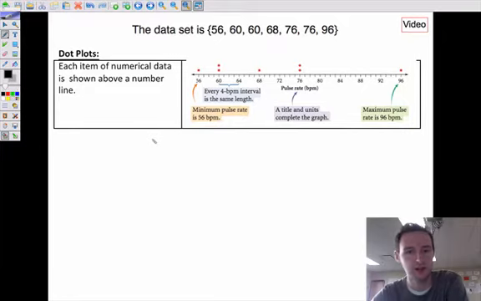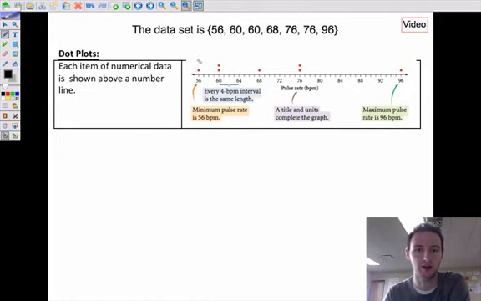The first one that we're going to look at is a dot plot. And so here's our data set here. And the variable that we are looking at, or the thing we're measuring, is the pulse rate in beats per minute. So a whole bunch of people got their pulse taken, and here were the results. A dot plot shows each item of numerical data above a number line.